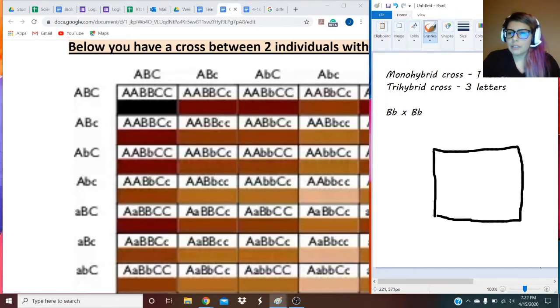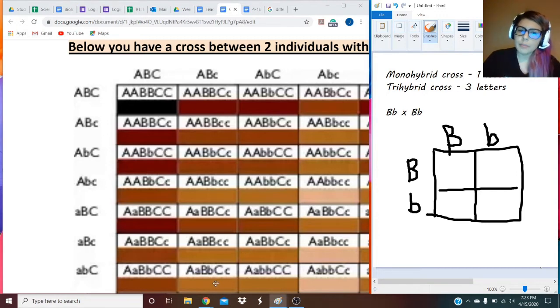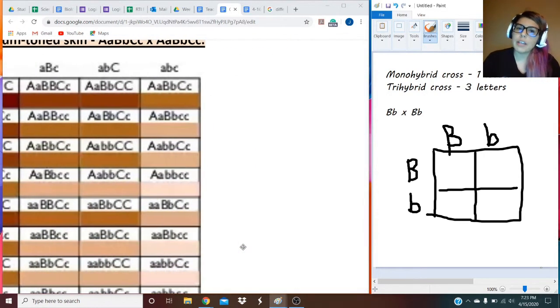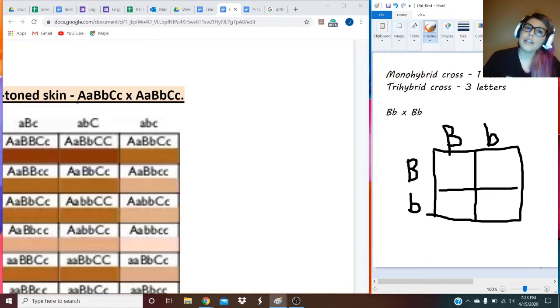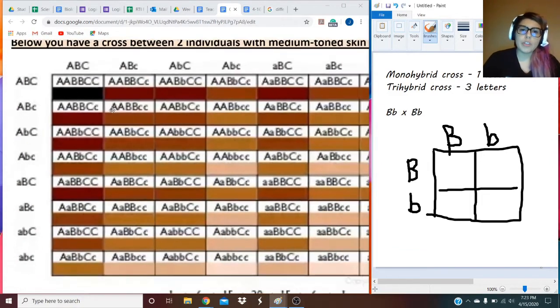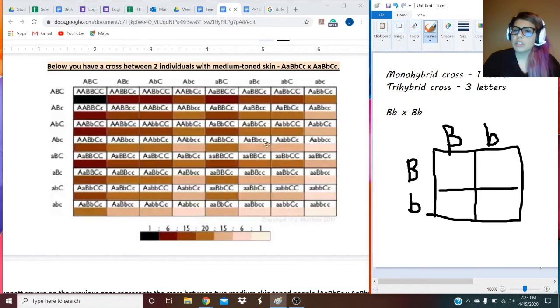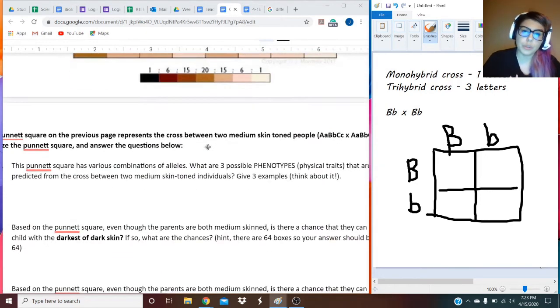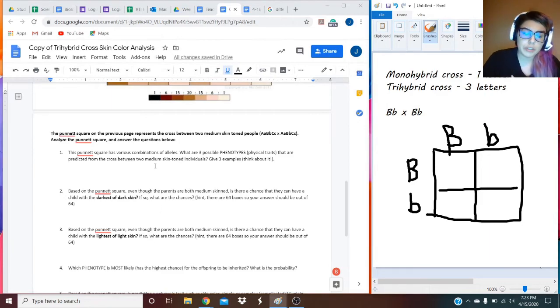So for parent 1, I'm going to split up their alleles. I'm going to put capital B here and little b over here. Same thing with parent 2. I'm going to put capital B here and little b here. It's the same thing, but now, as stated earlier, we have more letters in the mix, so it just makes it a little more complicated. And so these are all the possibilities of the skin color of the babies, okay? I'm not going to explain further in depth because that's your job as you answer these questions, okay?